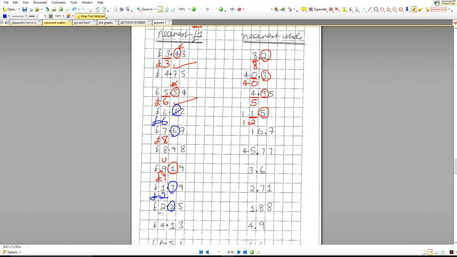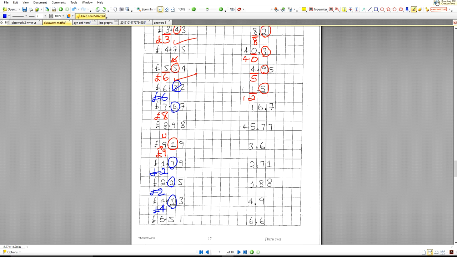£2.25, this is less than 5, so £2 stays as £2. The 1 is less than 5, so the £4 stays as £4. No decimal points, please. Okay, no zeros. £6.51, this is 5 or more, so the 6 becomes £7.